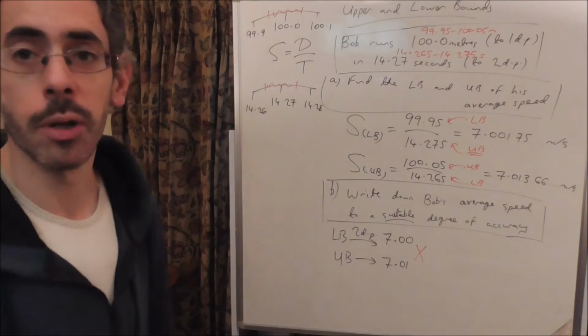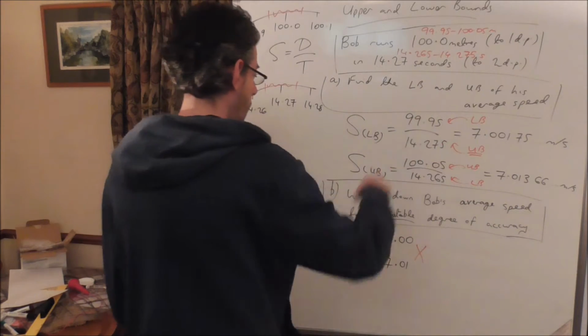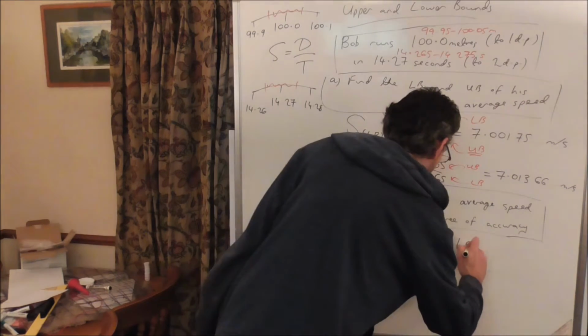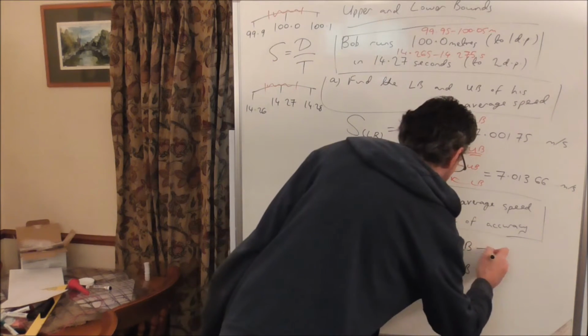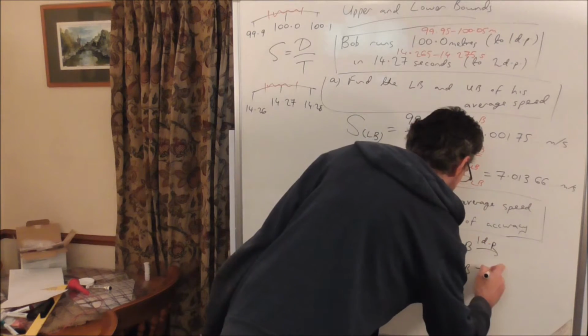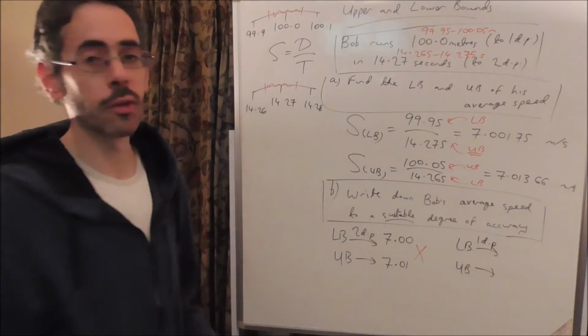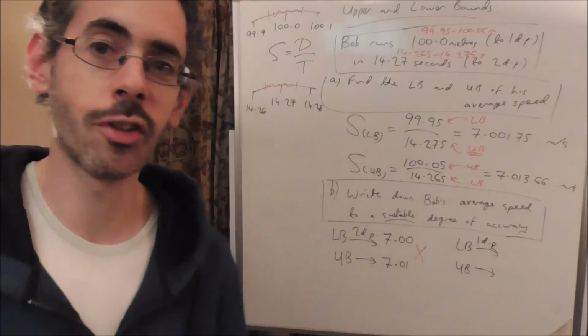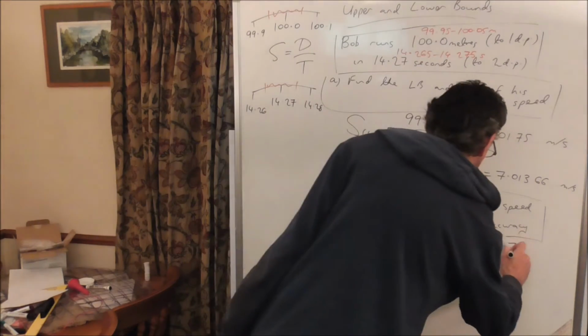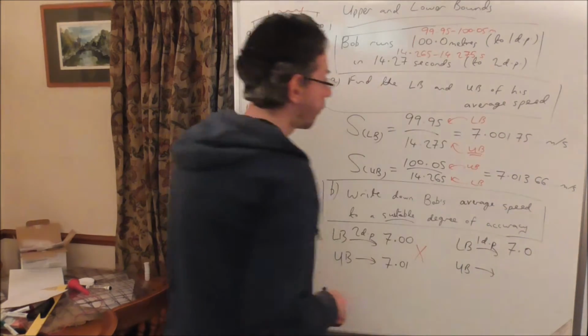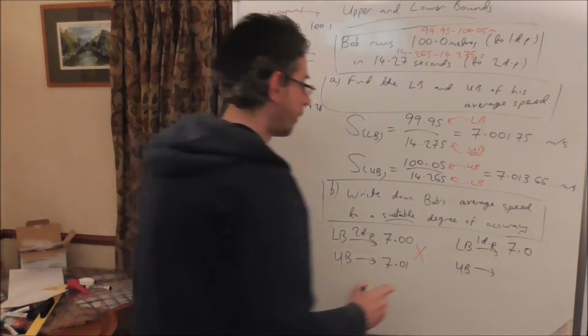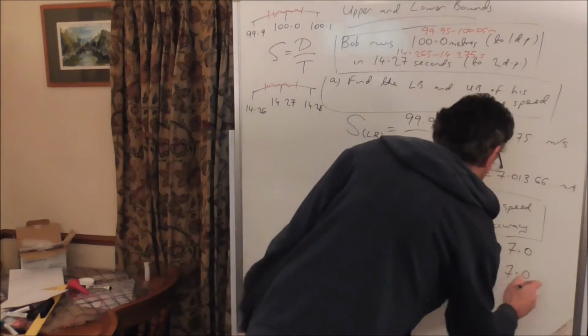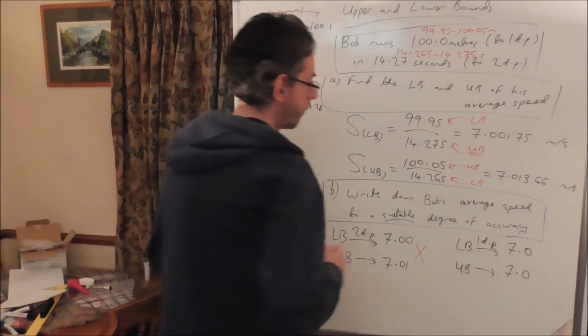What about 1 decimal place? Let's see if they agree to 1 decimal place, the lower bound and the upper bound. Let's round them to 1 decimal place. So what do they round to? The lower bound rounds to 7.0, and the upper bound also rounds to 7.0. So they agree. They're the same.